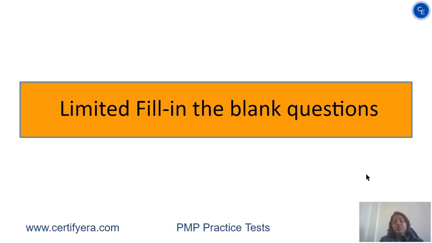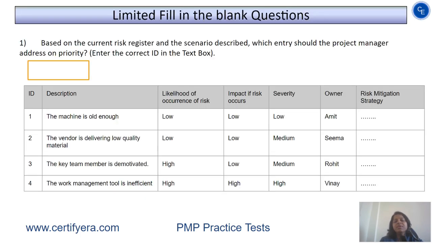The first type of new format questions is limited fill in the blank questions. So how does a limited fill in the blank question look? In these types of questions, there will be some project artifact given in the question, and it is asked to identify which part of the artifact needs to be treated on priority or which needs attention. Let us look at an example. Question number 1. Based on the current risk register and scenario described, which entry should the project manager address on priority? Enter the correct ID in the text box.